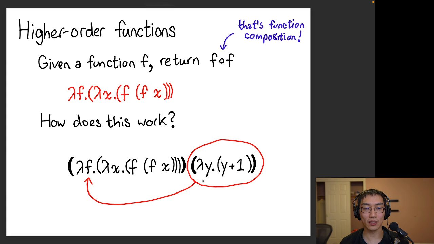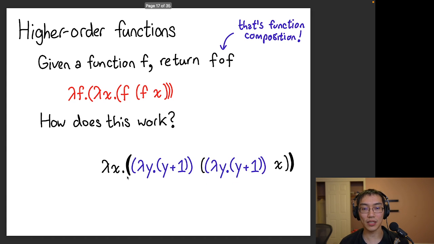Just doing that again. So once again, I took the f and I just plopped in that function in those situations. So there were two f's before, and now I have two copies of lambda y, y plus 1. And then I'm going to keep going.